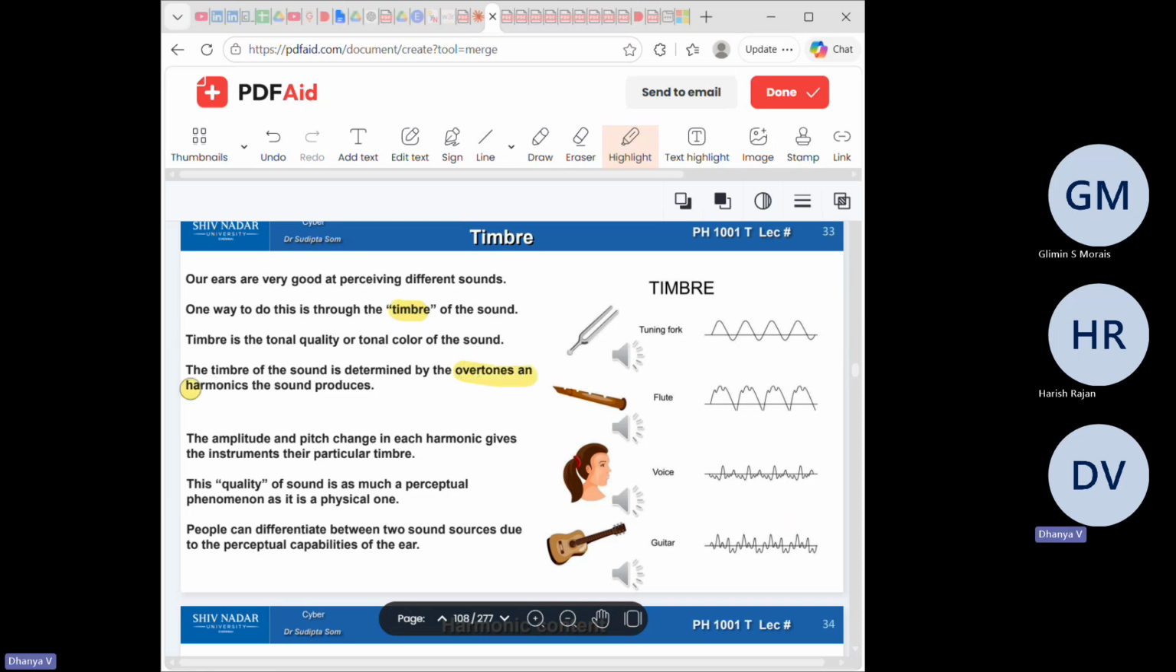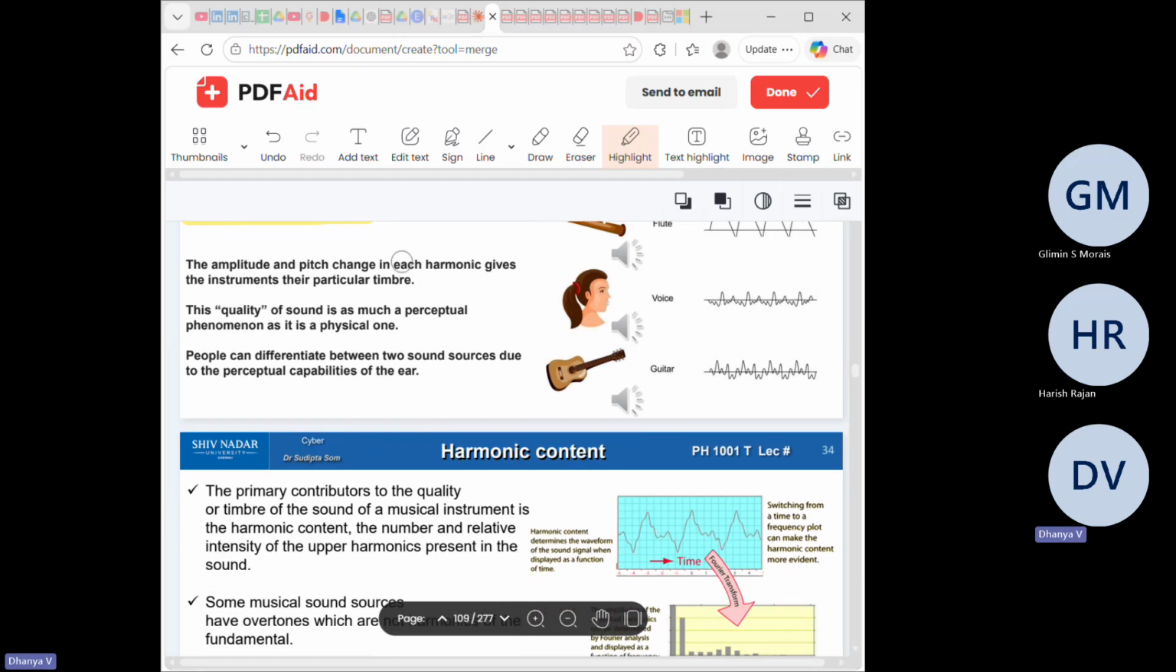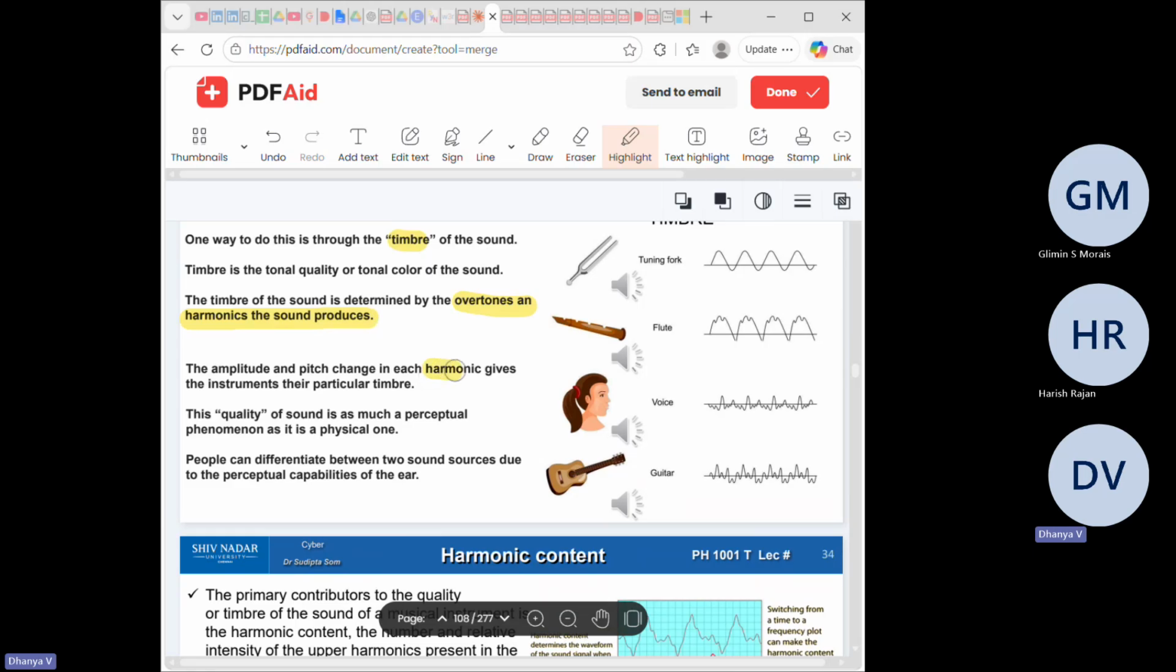It's based on the harmonic content. So you have to know your definitions for harmonic content, attack, decay, and vibrato. The amplitude and pitch change in each harmonic gives the instrument its particular timbre. In general, your amplitude and pitch are the same, okay? But each harmonic differs by a slight bit.